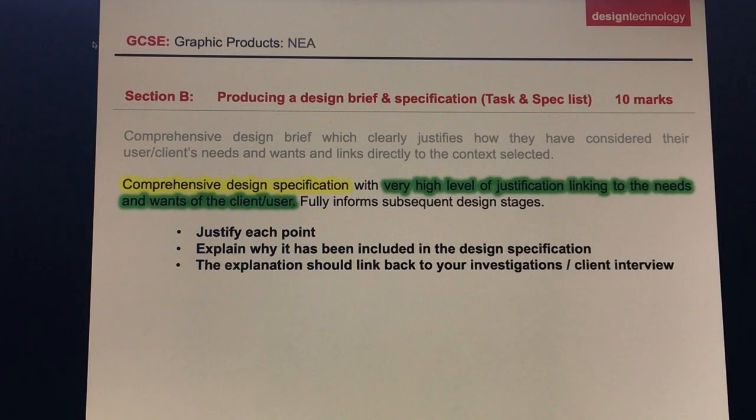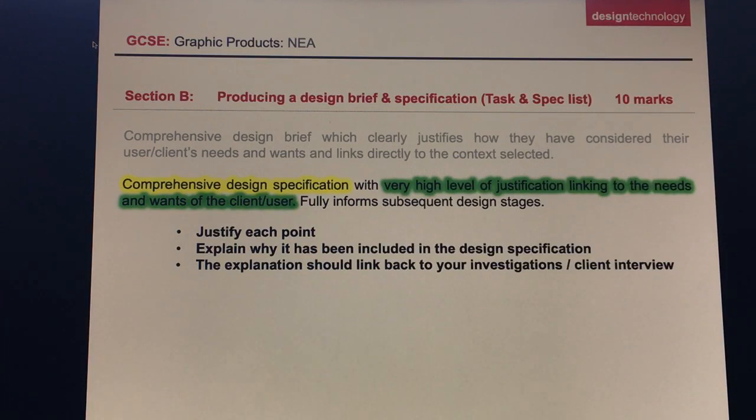The second bit we've highlighted says a very high level of justification linking to the needs and wants of your client. So every point that you put in your specification list, you're going to have to justify why it's in there. This needs to go back to either the investigations that you've done, like your product analysis, or whatever your client has said. If you said it needs to include dark colours, your justifying point will say that I've got feedback from my client that suggests that dark colours best reflect the genre. If you've said that it's going to be a particular size, that might have come back from your product analysis when you've been analysing the size of a CD. So you've got to link these back to your research.